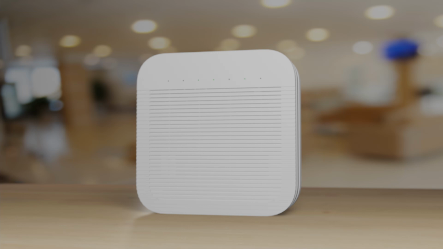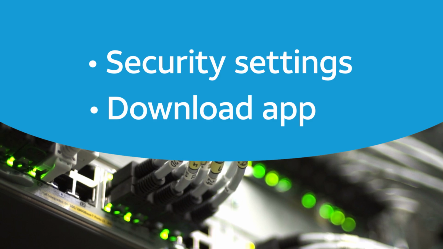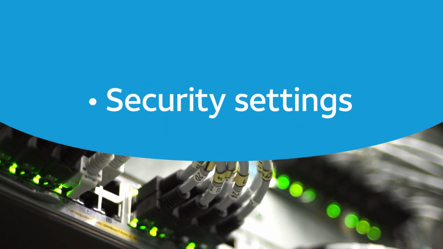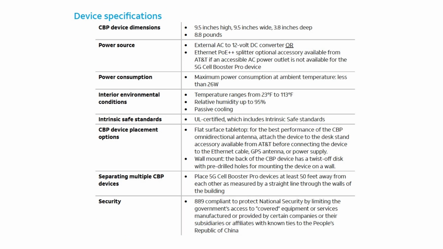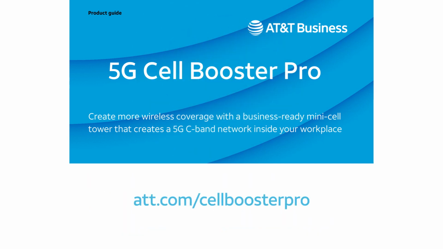In order to register and then activate your 5G Cell Booster Pro device, there are a couple of things you need to first take care of. Let's start with the security settings on your local area network, which may need to be modified to allow your Cell Booster Pro to activate. Please refer to the 5G Cell Booster Pro product guide for detailed information on what changes might be necessary.